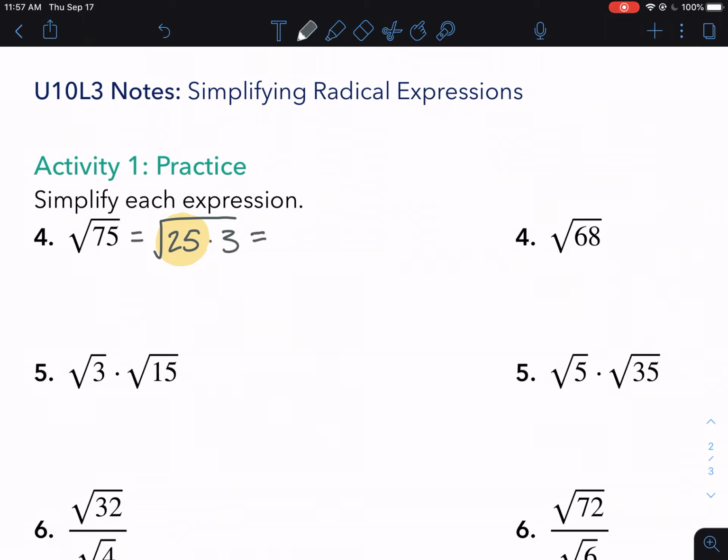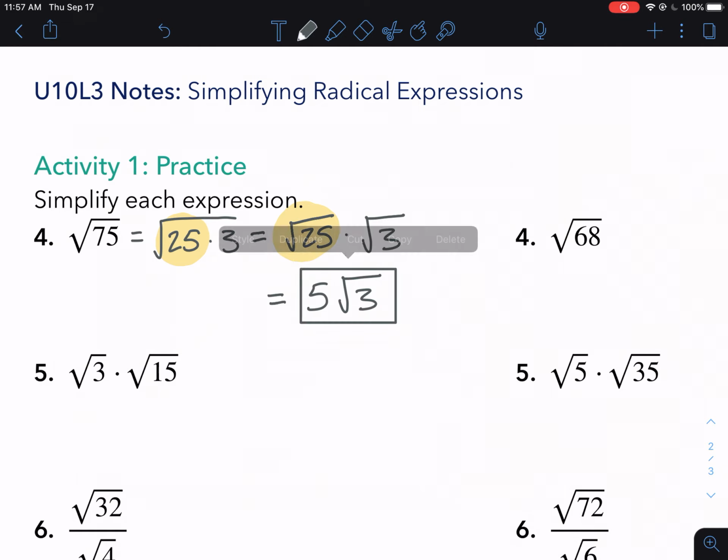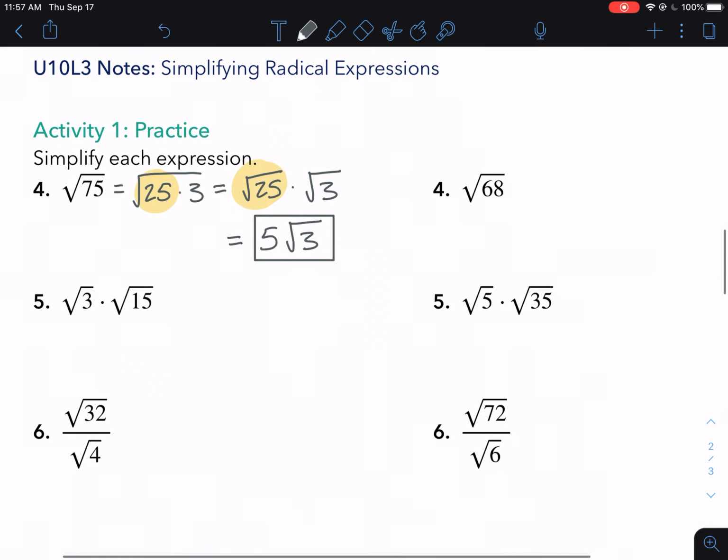We can break this up into the square root of 25 times the square root of 3. And because 25 is a perfect square, we know that we can simplify that radical. The square root of 25 is 5. The square root of 3 is not rational. We're just going to leave it by itself. So the square root of 75 is 5 times the square root of 3. And that's it. That's our whole answer. So as you try to simplify 68, check to make sure that it's not divisible by any perfect squares.